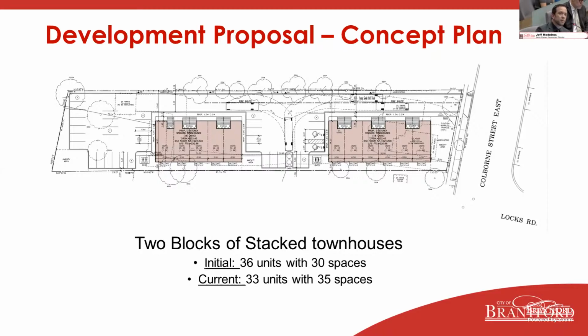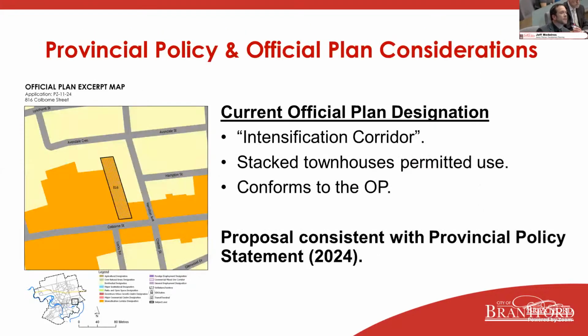So with respect to the proposal and how we got here today, initially the applicant was considering 36 units with 30 spaces to support the development. Currently, what the proposal stands at today, they're proposing 33 units with a total of 35 spaces. The development hasn't really changed with the exception of the unit yields. It's still primarily two townhouse blocks. The property itself has smaller frontage, but a lot of depth, which is quite characteristic to some of the lots along Colburn Street in this area.